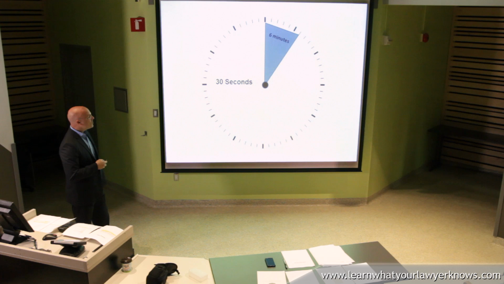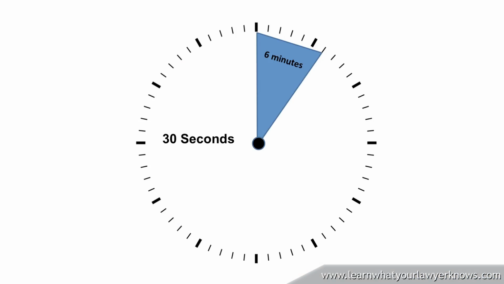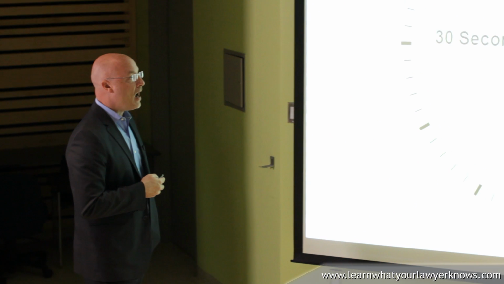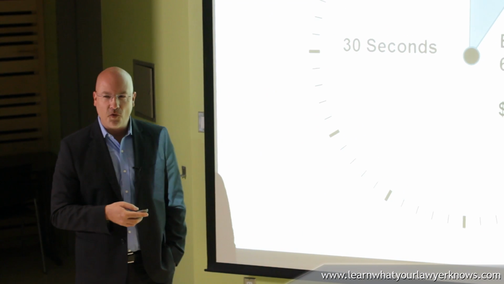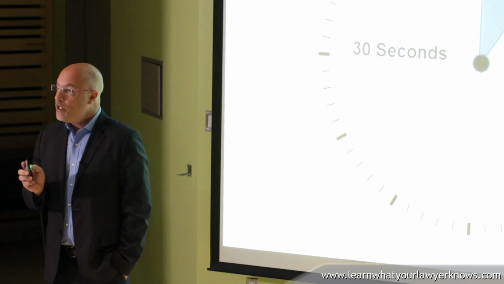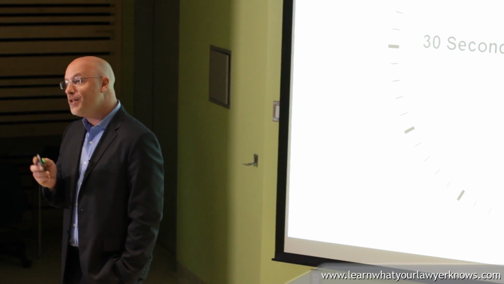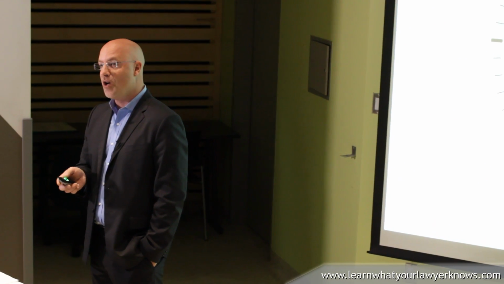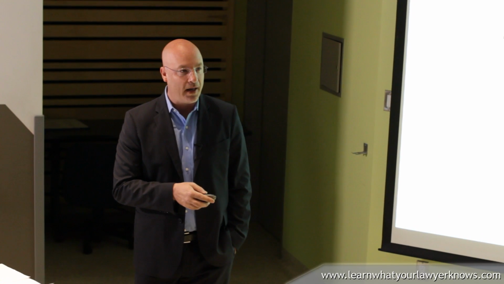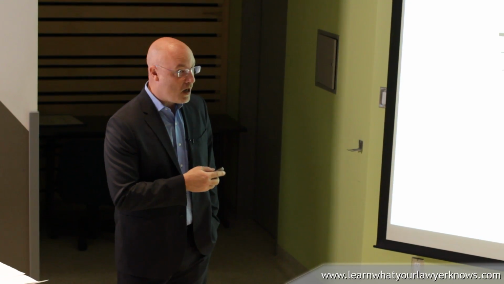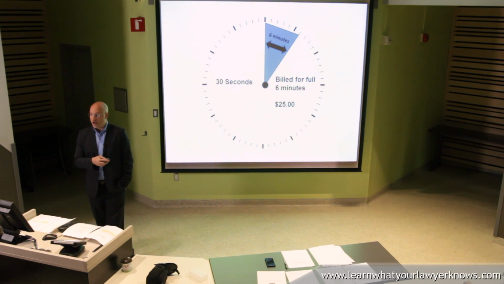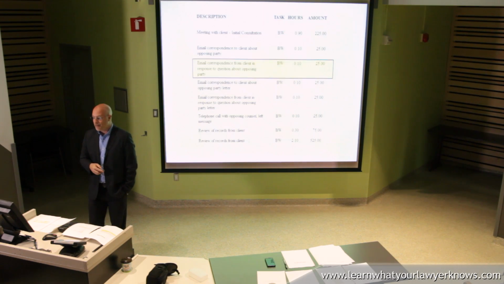For 30 seconds worth of work, you can see the 6-minute interval here. They got to bill for the full 6-minute interval. They billed $25. Now, this may seem insignificant for one billing entry, but when you add it up over time for dozens to hundreds of billing entries, over pages and pages of billing, this $25 becomes hundreds to thousands of dollars of billing that may not necessarily be something you agree with.